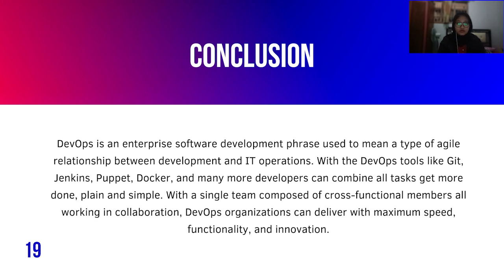Okay, this is the conclusion about this project. DevOps is an enterprise software development practice, meaning a type of agile relationship between development and IT operations. With DevOps tools like Git, Jenkins, GitHub, Puppet, Docker, and many more, developers can combine all tasks and get more done, plain and simple. With a single team composed of cross-functional members all working in collaboration, a DevOps organization can deliver with maximum speed, functionality, and innovation.